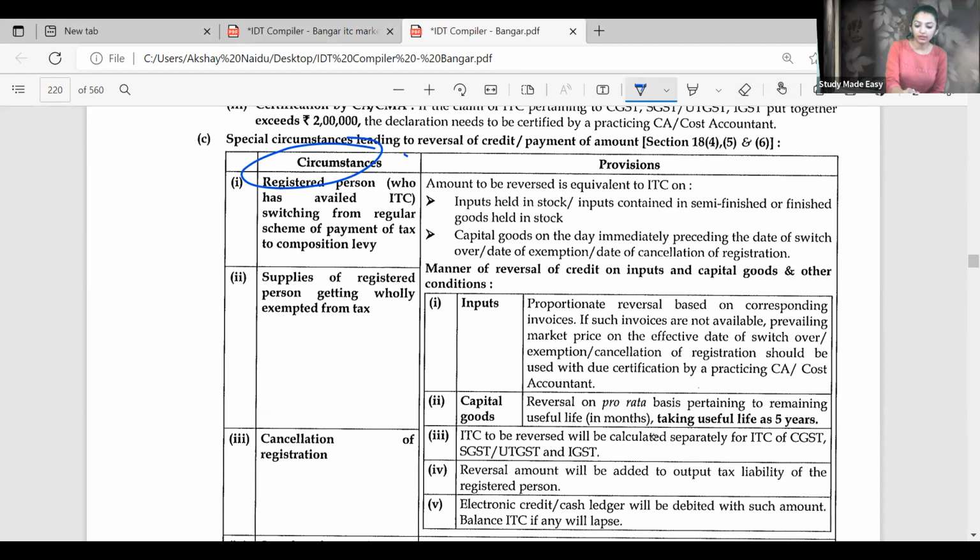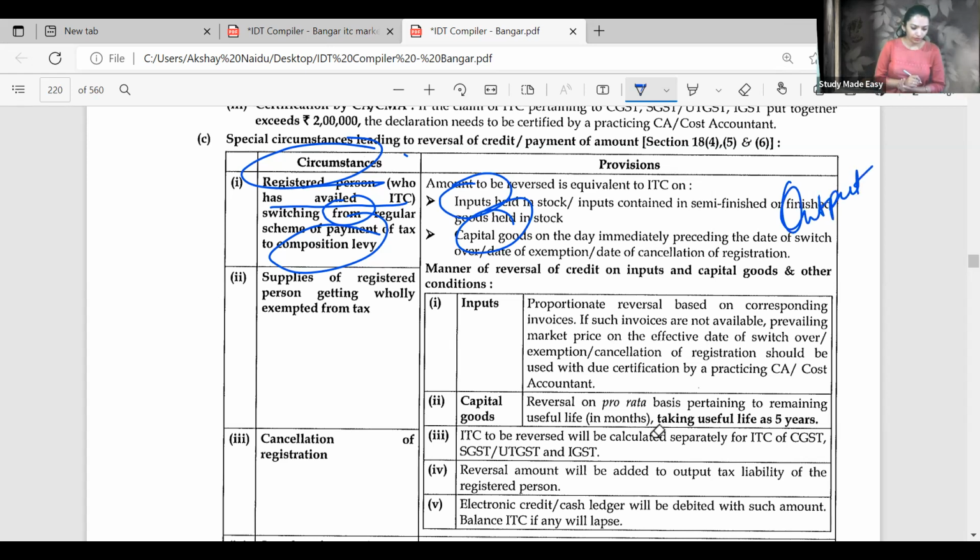Now, registered person who has availed ITC, switching from regular to composition levy. अब उल्टा normal to composition you are giving, so how we will give you ITC, because composition dealer cannot avail ITC. So now from normal you are doing composition. So we were allowing input का ITC also, अब नहीं मिलेगा. Capital goods का ITC also, अब we will not allow. Now it will be reversal. Reversal means we will add to output tax liability.